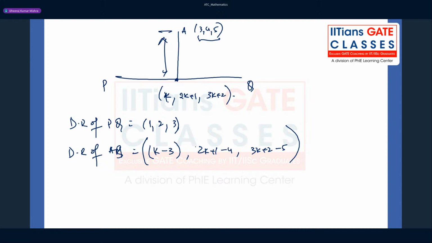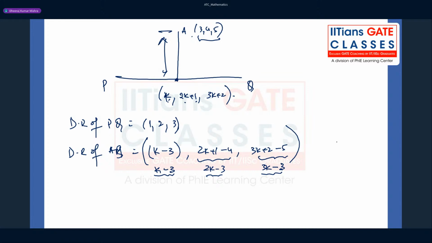So how to find the direction ratio? This is how we can find out: k minus 3, 2k plus 1 minus 4. Just subtract. So these are the direction ratios we have got. Now what we can do here is simplify this. This is nothing but 2k minus 3, this is nothing but 3k minus 3, and this is nothing but k minus 3. So these are the direction ratios.